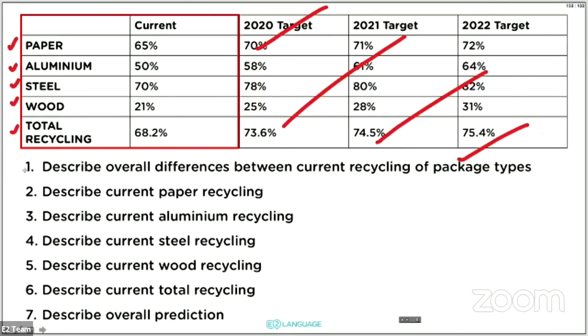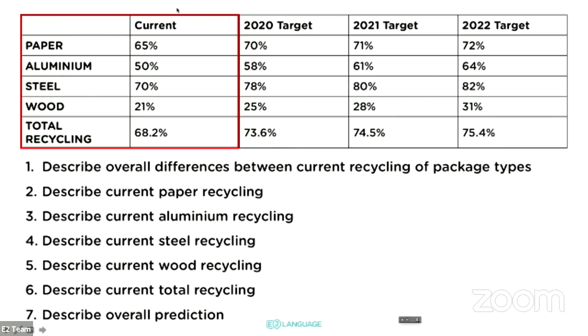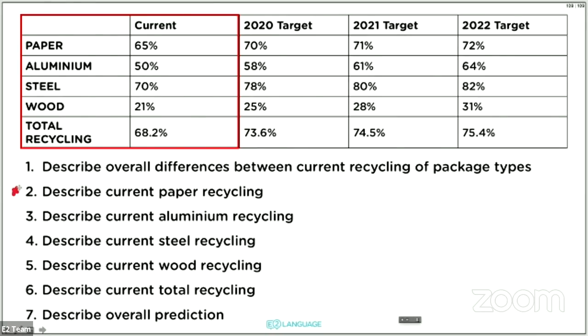So here I want you to write not necessarily 7 sentences, but I want you to write definitely 7 different descriptions. First, I want you to describe the overall differences. Just give me a sentence that says, I wrote something like, percentages of recycling vary widely among the materials, okay? I want you to write something like that. In the second description, I want you to describe the current paper recycling. So it's at 65%. Remember, nothing from here.